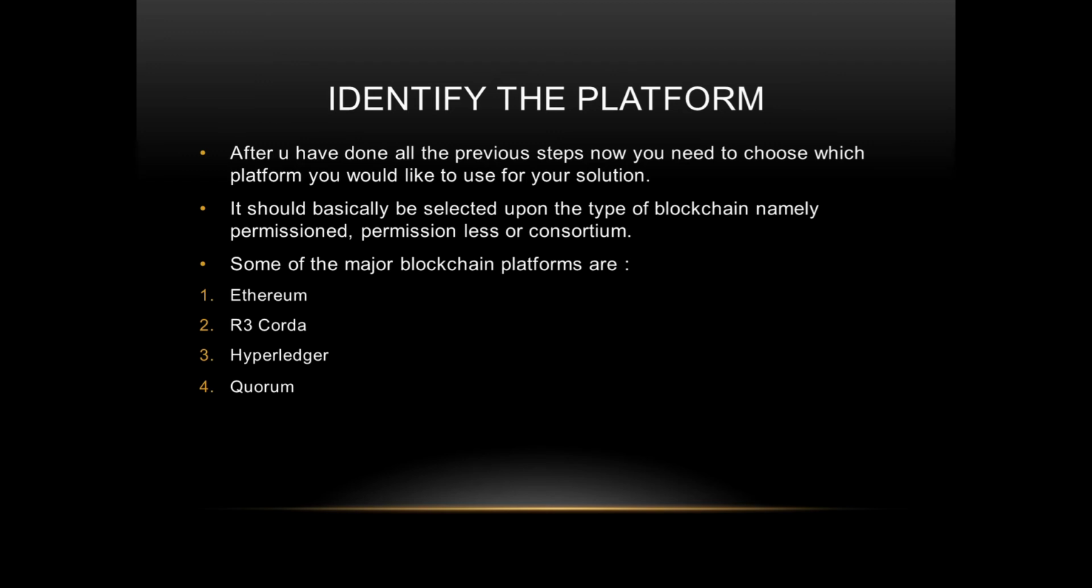There are three types of blockchain: permissioned blockchain, which are the private blockchains; permissionless blockchain, which are the public blockchains; and consortium blockchain. Now, depending on what type of blockchain you need, there are some major blockchain platforms which are right now at hype. You can select these and go for it. They are Ethereum, R3 Corda, Hyperledger, Quorum, and also Microsoft Azure, which is still in development and has just come into the markets.